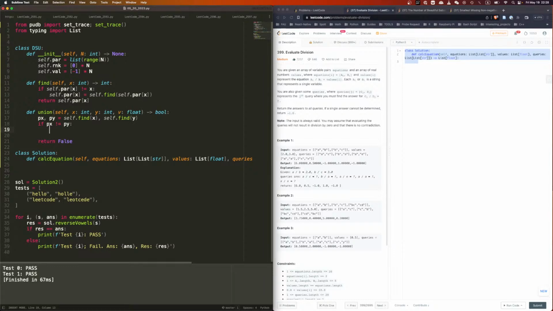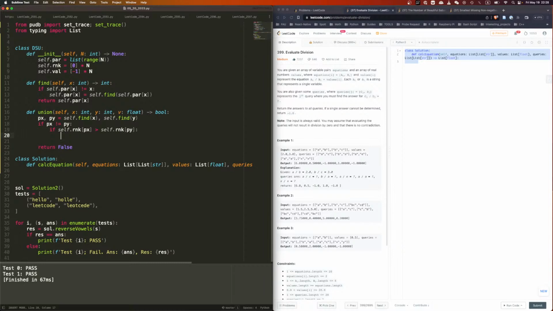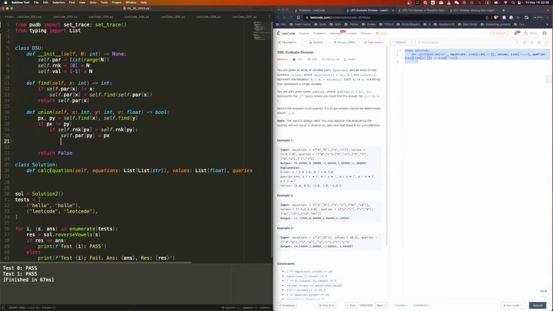Okay, so we say if self.rank px is larger than self.rank py, then self.parent py shall equal to px. Right, and we need to handle the value.